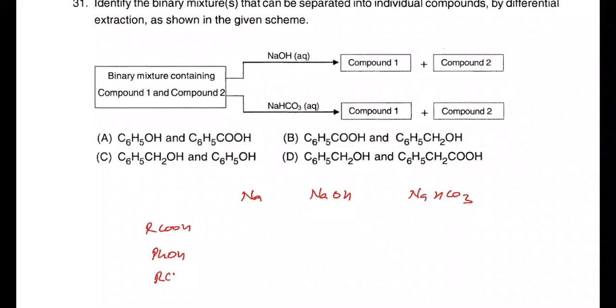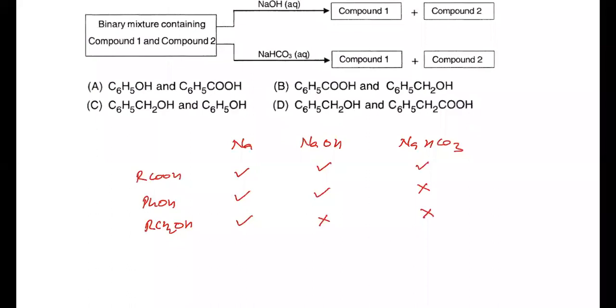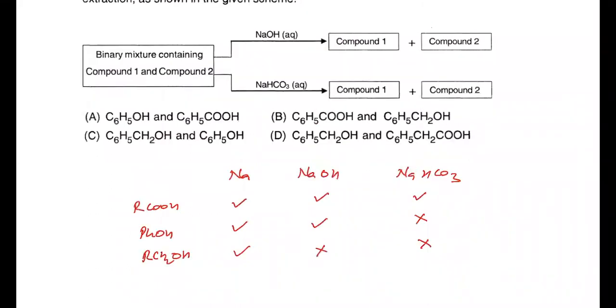Then I told you that sodium metal will react with all 3. NaOH reacts with carboxylic acid and phenol, not with alcohol. And sodium bicarbonate only reacts with carboxylic acid, not phenol, not alcohol. So if you have to separate the 2 compounds, we must take 2 compounds out of which one reacts with the reagent while the other won't react with the reagent. Then only you can separate them.